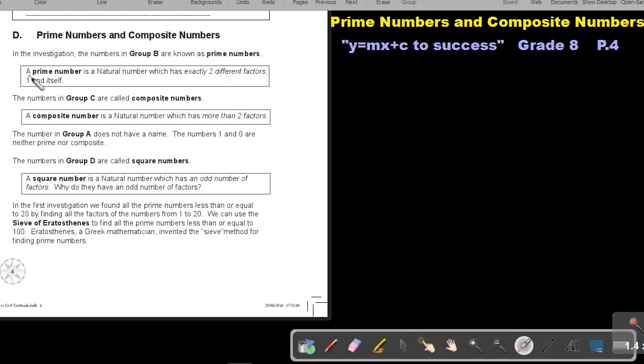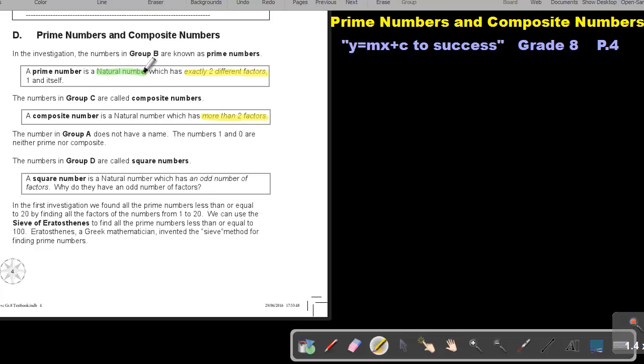Now, a prime number. A prime number is a natural number which has exactly two different factors, one and itself. Let's just highlight this part: exactly two different factors. Now, what is a composite number? A composite number is a natural number which has more than two factors. But I want you also to focus on this part.